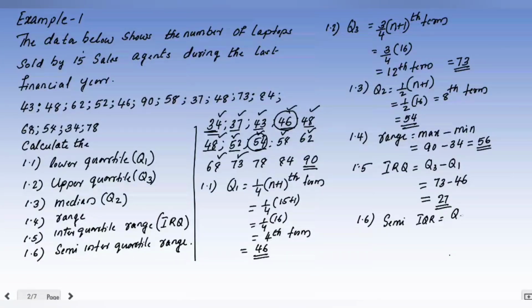Semi-interquartile range. How do we calculate? That Q3 that we found just now, Q3 minus Q1, just divide by 2. That is 27 divided by 2. Answer is 13,5. So we are done. So this is how we do this question.